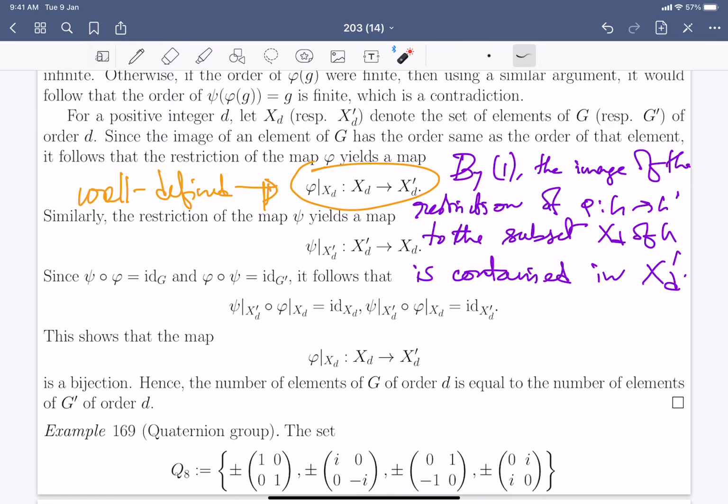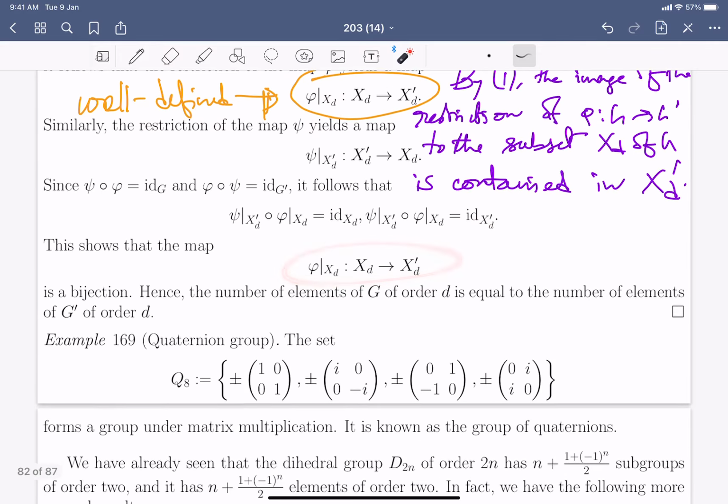Now similarly we can apply all this argument to the map psi from G prime to G, and that provides us a map from X prime D to XD. Since the compositions of both the maps are identities on the respective groups, it follows that the restriction maps' compositions also become identity on the respective domains. Then it follows that both the maps are bijections, so it automatically follows that the number of elements of G of order D is equal to the number of elements of G prime of order D.